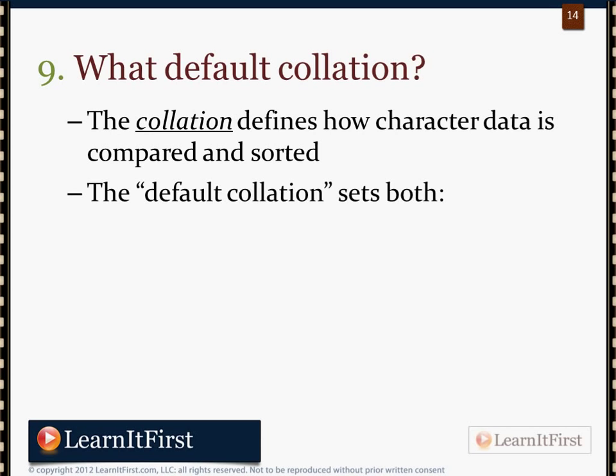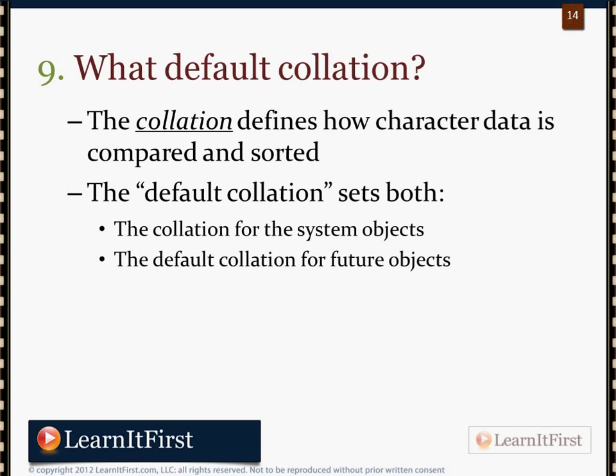Now, when we install SQL Server 2012, we define the default collation, and that sets the collation for the system objects. It also sets the default collation for when you create new tables and new databases. You can, of course, override that during creation. But you can't go back and change the default collation. To change it basically requires a reinstallation of SQL Server and choosing a new default collation. It's a huge pain. You don't want to have to do that.